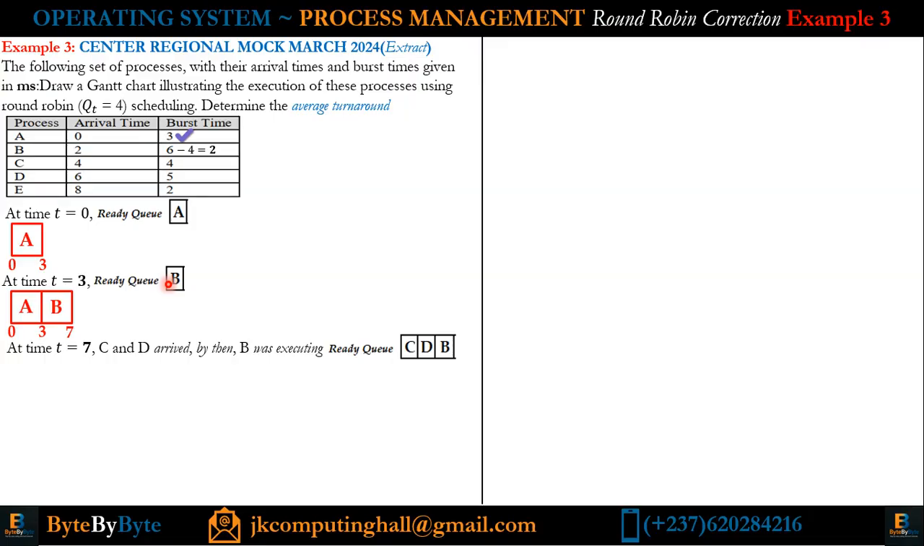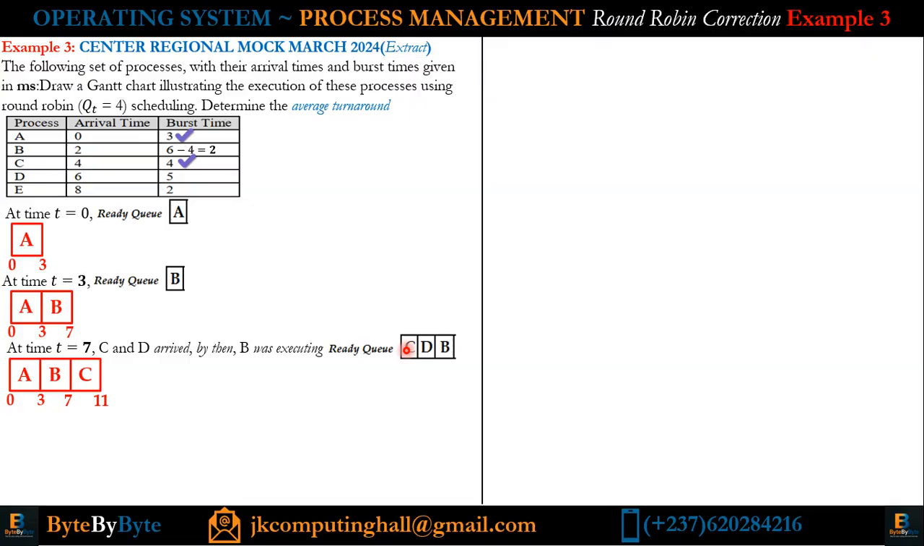And that's why they were already present in the ready queue before B was sent to the end. From there now, at time t equals 7, as you can see, C is the next process I'm executing, because I'm executing the first process in the ready queue. So C is the next, and C needs exactly 4 units. That's why C executes from 7 to 11, making C complete its execution.